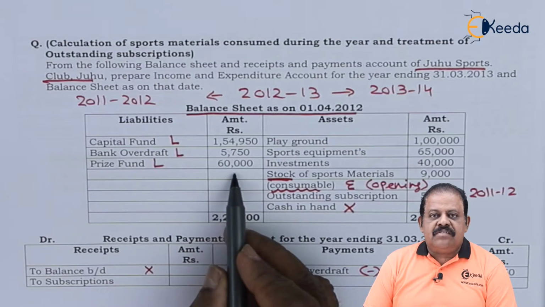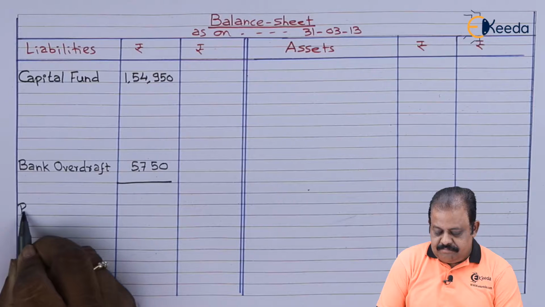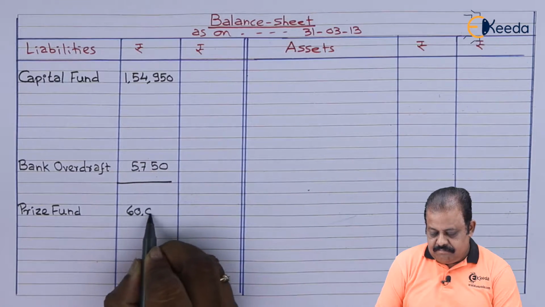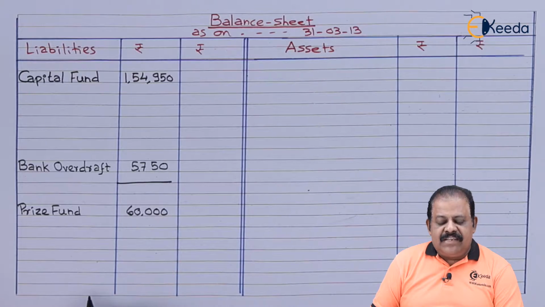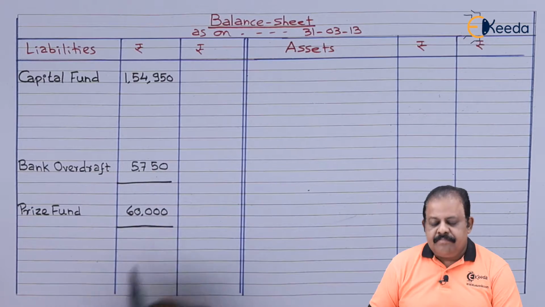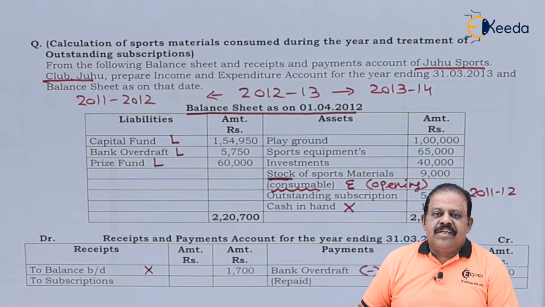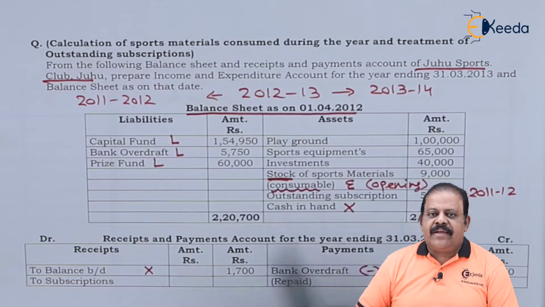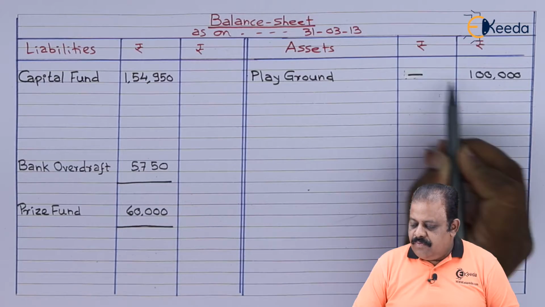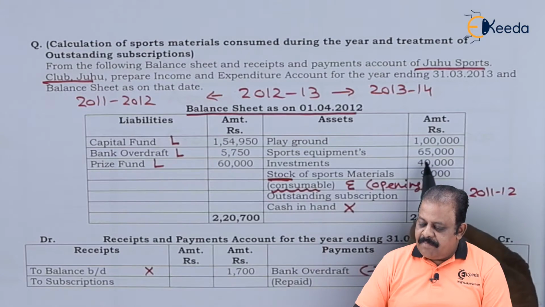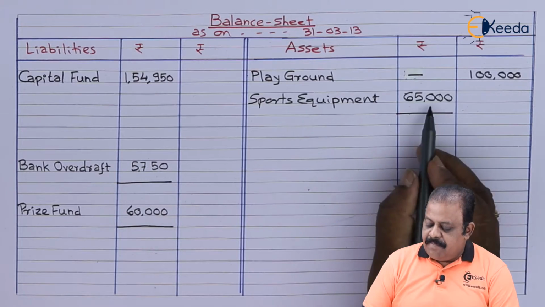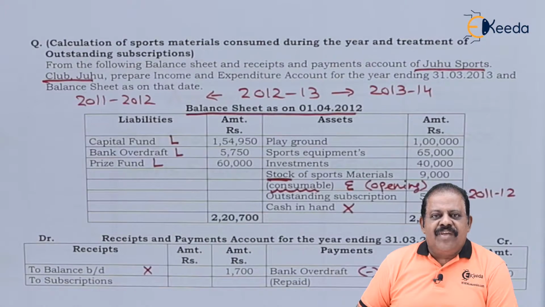Next we have prize fund 60,000. This is recorded on liability side. Let us go through the items of asset side. Playground 1 lakh. Sports equipment 65,000. This will be recorded on asset side. Next we have investments 40,000.